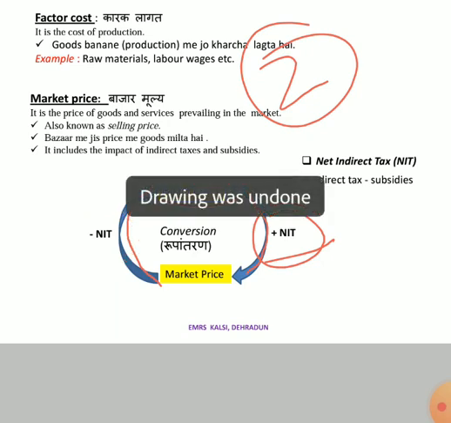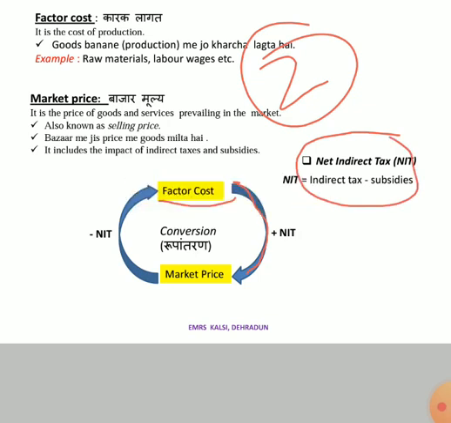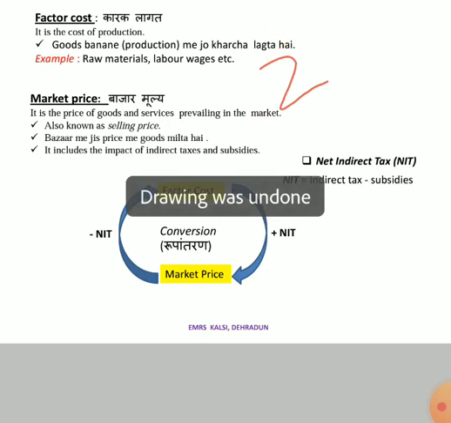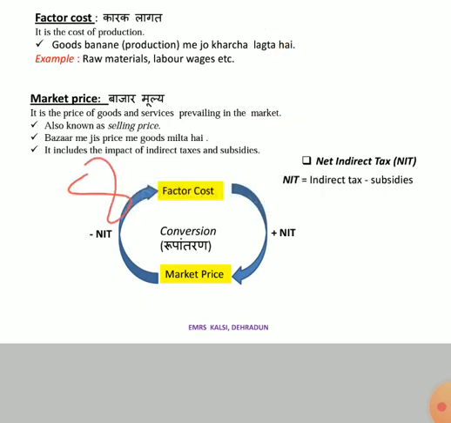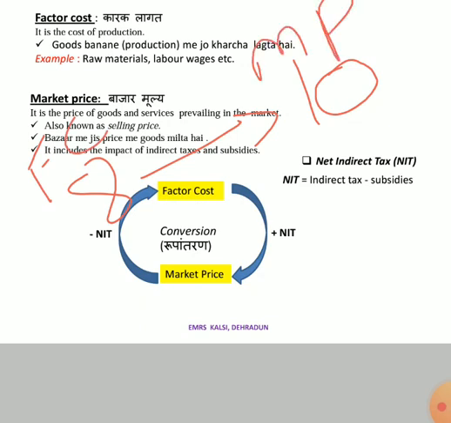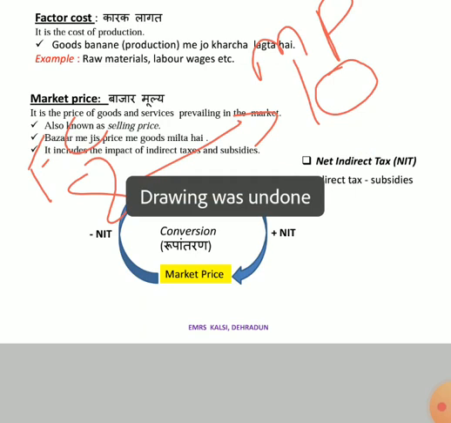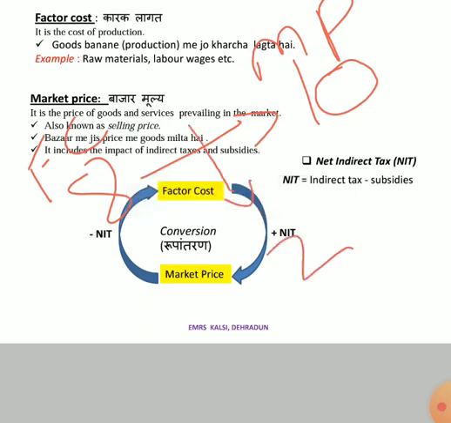Now let's see what NIT is. NIT means net indirect tax. What is the formula? IT minus subsidy. Suppose I am making a product at 8 rupees and selling it at 10 rupees. So this will be my factor cost and this will be my market price. I am spending 8 rupees for producing that product and selling at 10 rupees. The difference between these two is 2 rupees. This is not profit, this is the NIT, net indirect tax.